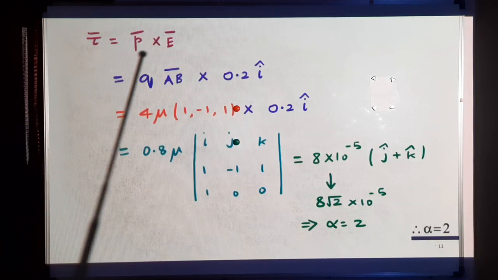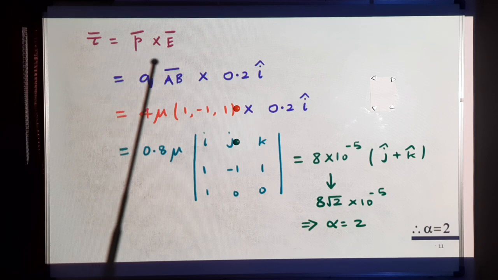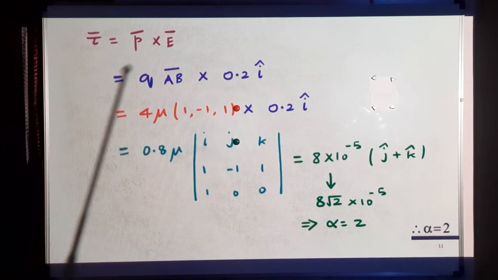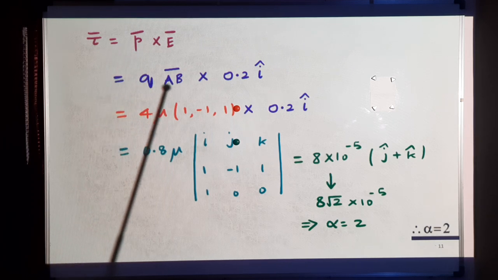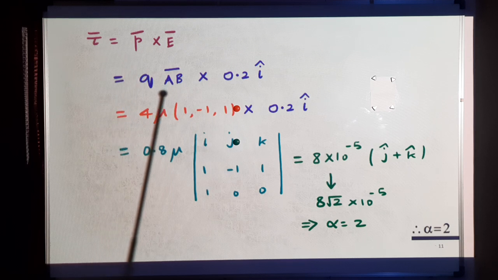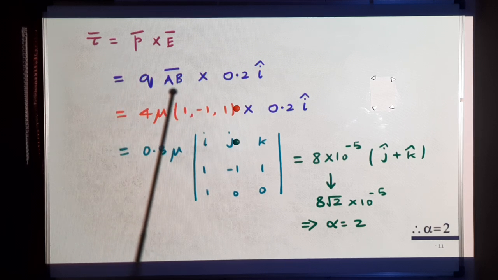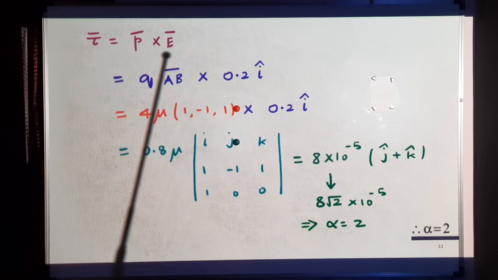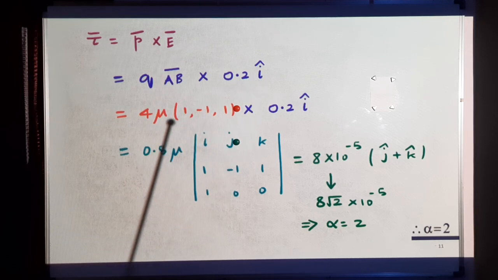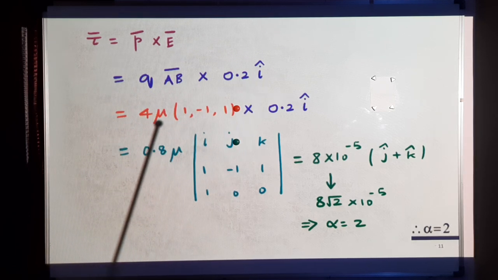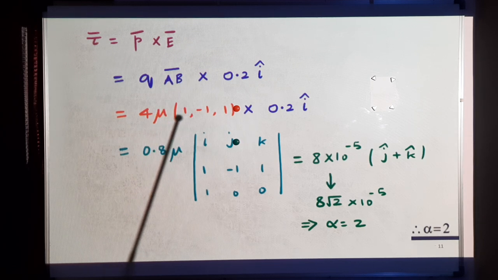So torque on a dipole is P cross E. This is the formula. This can be derived easily because torque is R cross F. From this we can derive this one. So P vector is the charge into the separation between the two charges, and P direction is from minus Q to plus Q. So here the direction is A to B. Electric field is given. So Q is 4 microcoulomb, and then AB is B vector minus A vector. So B minus A is this one.